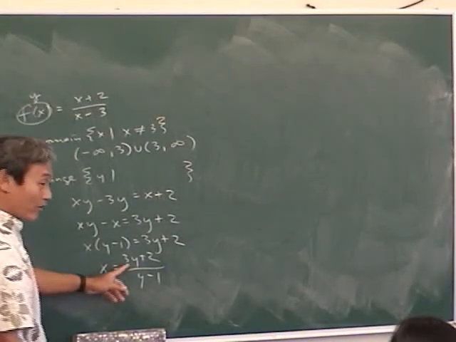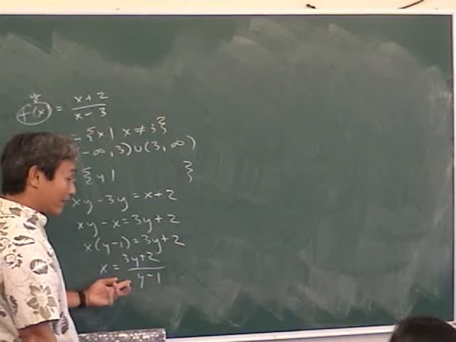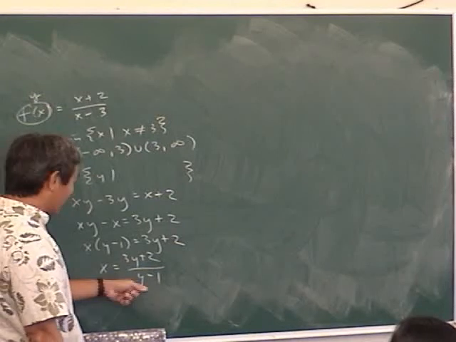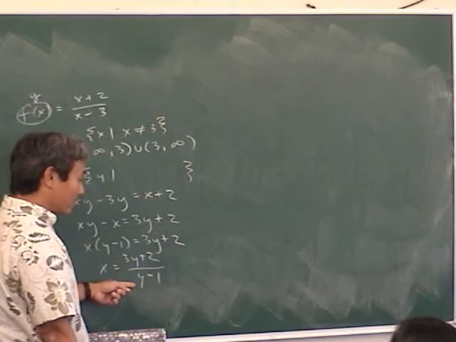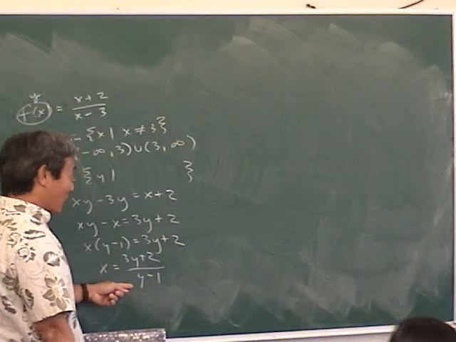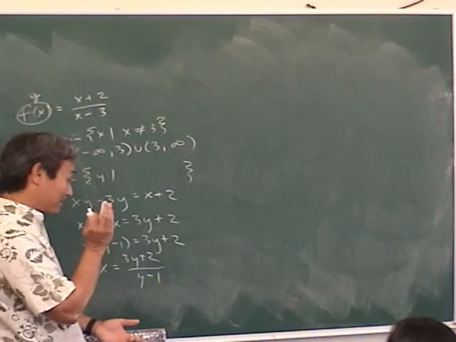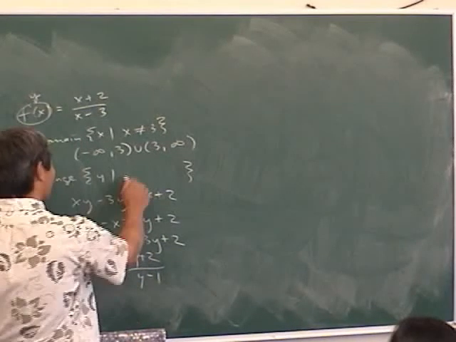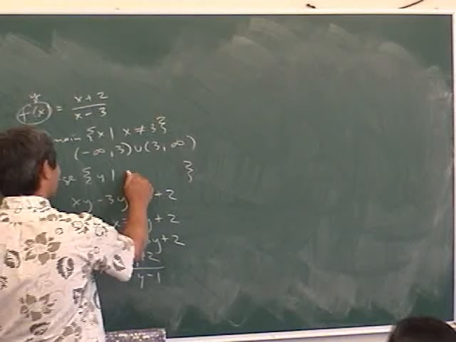And then now you look for restrictions on what y can be. Well, I see a fraction. I just got to make sure the denominator is not 0. So y can be any number except 1, because that makes the denominator 0. So the range is any number except 1.